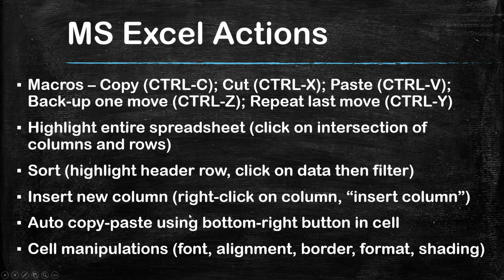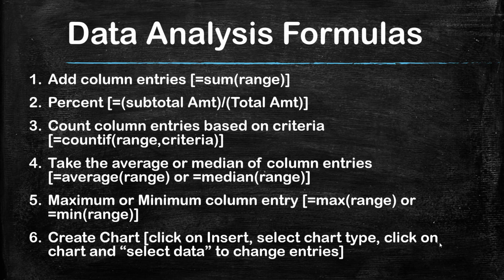When you click on a cell, there's a little black dot when you put the cursor over it. If you click on it and drag it, it copies and pastes. If you double click on it, it copies it all the way down to the end of the data. And then finally, how to manipulate cells as far as font, alignment, border, format, shading. These are the things I do really quickly, just because if you want to call it OCD, I want to keep everything nice and clean and pretty.